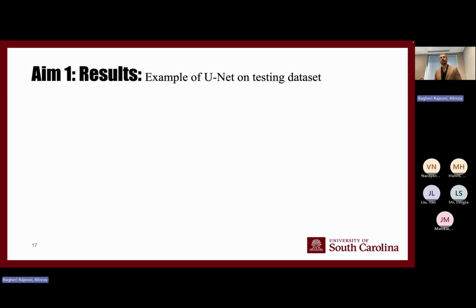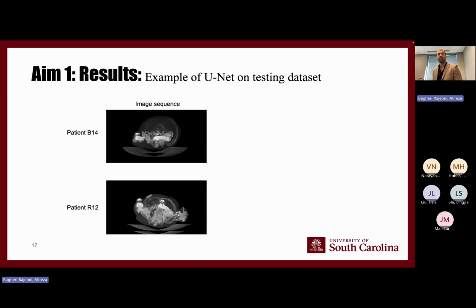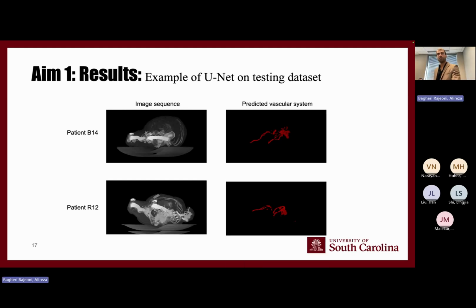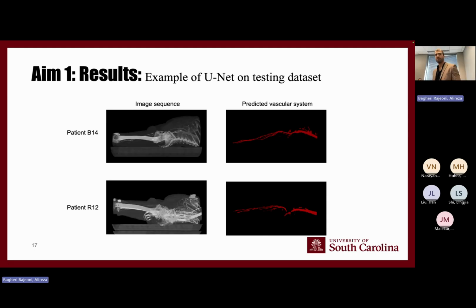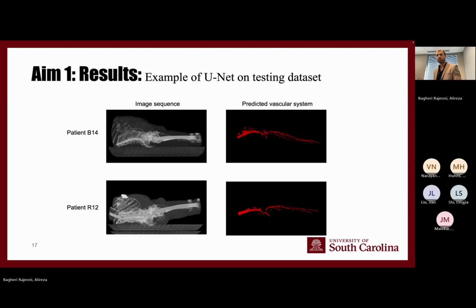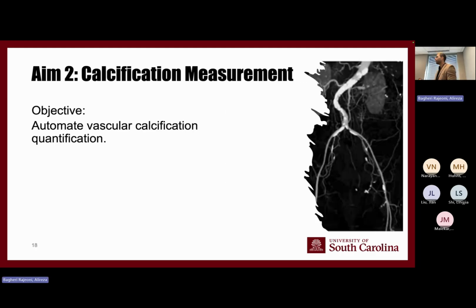So let's put aside all the numbers and visually inspect how the model performs. This is the input images of the medical scans of the patients. And voila, the model extracts the vascular system. Now, having extracted the vascular system, the next goal is analyzing calcification happening in the vascular system. The hard part was extracting the vascular system. It's easier to extract the calcification now.